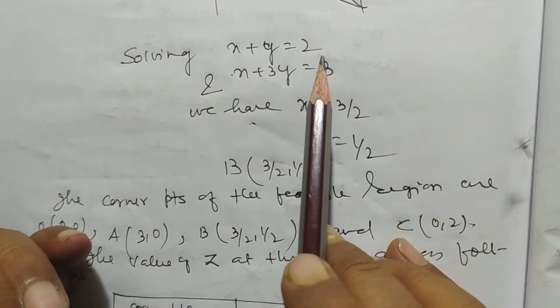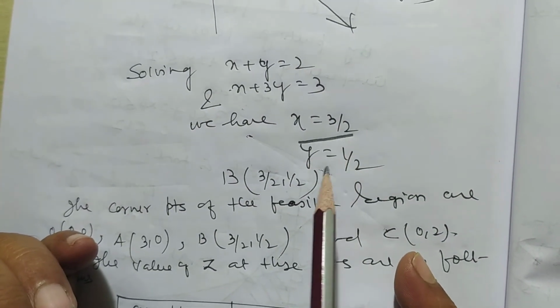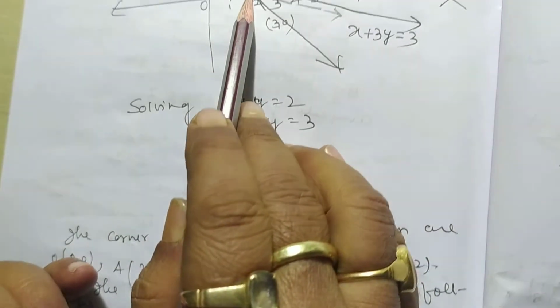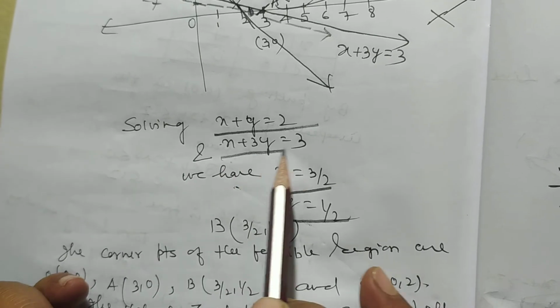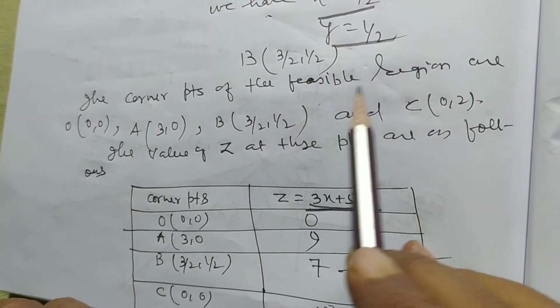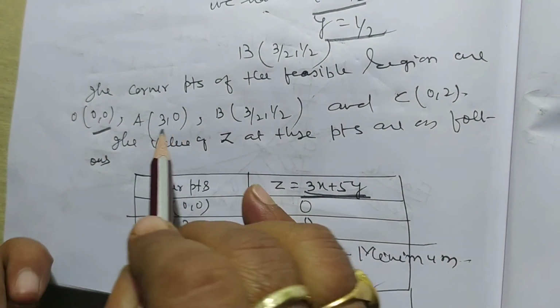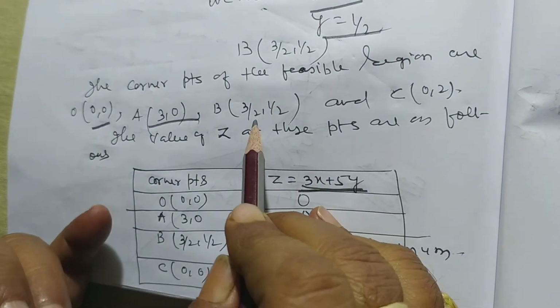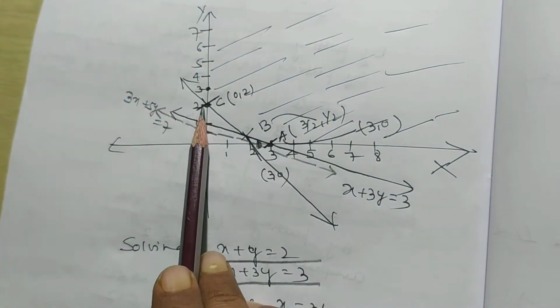Solving x plus y is equal to 2 and x plus 3y is equal to 3, x is equal to 3 by 2 and y is equal to half. So B is the point of intersection of the line x plus y is equal to 2 and x plus 3y is equal to 3. So now the corner points of the feasible region are A (3, 0), B (3 by 2, half) and C (0, 2). Try to understand. This is A, this is B and this is C.